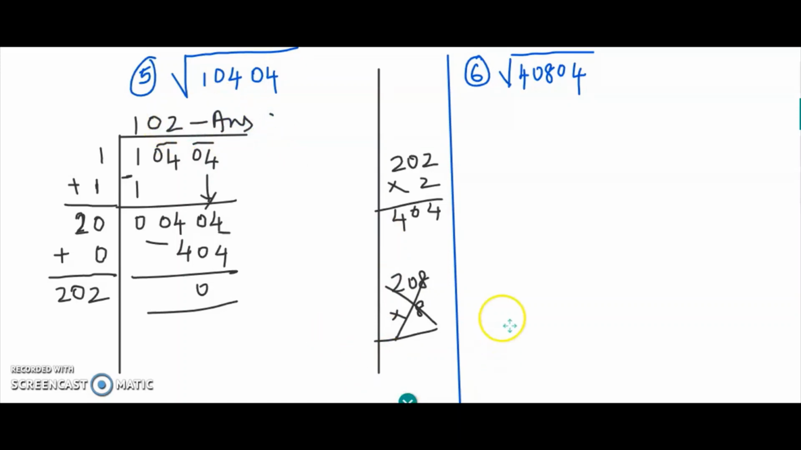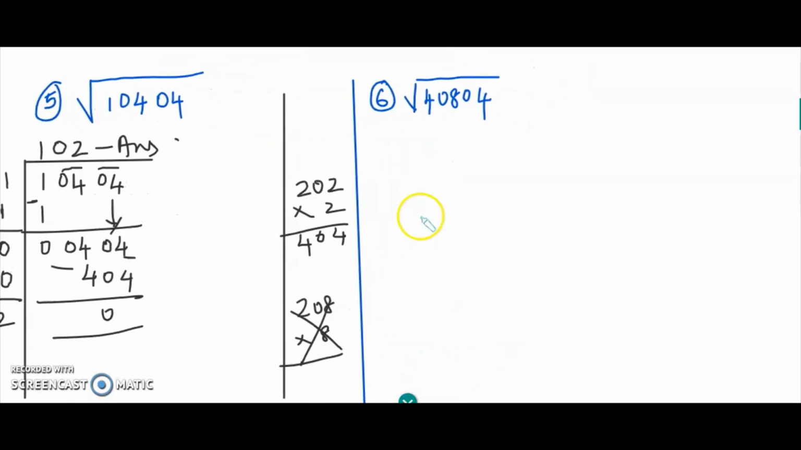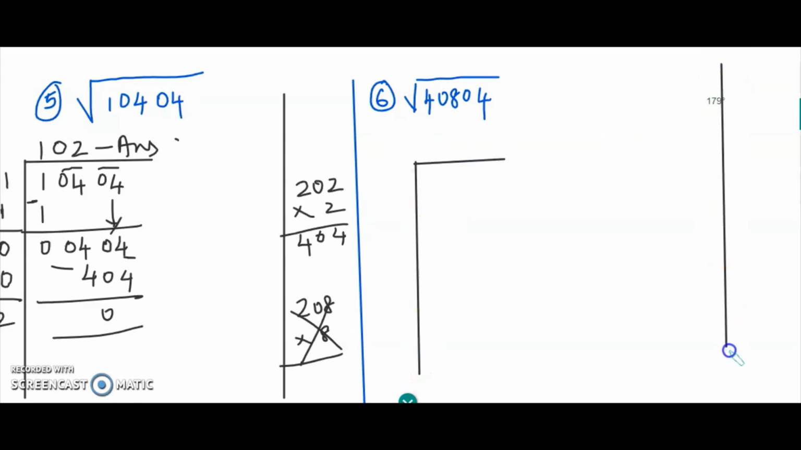Okay, let's take the next one. Let's try. Okay, let's put it 40804. The first in the units and tens, hundreds and thousands. 4 is a perfect square? Yes. So 2 2s are 4. Subtract 0. Add a 2 here, it becomes a 4. Bring down the pair, it's 0, 8.